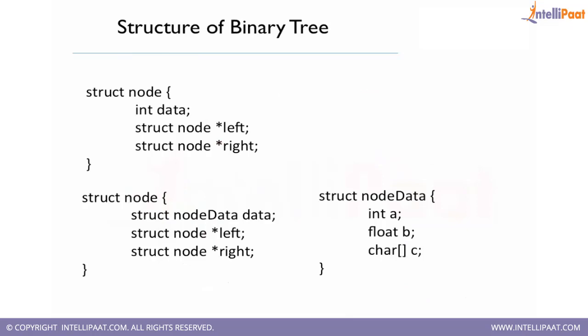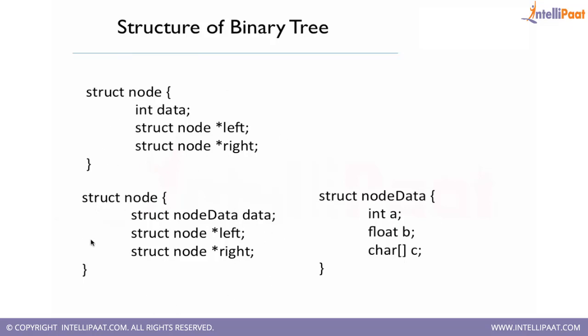So before going to the coding part, let's see how a binary tree is represented. As we have seen in the linked list, a binary tree is also represented in a structure format, where this is the data part, this is the reference to the left, and this is the reference to the right. This is a very basic node structure of a binary tree.